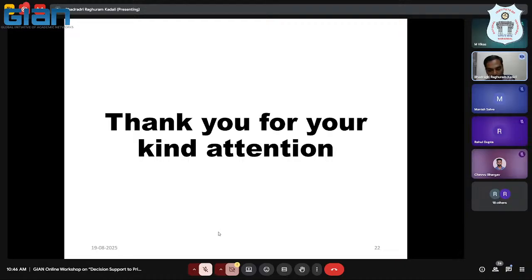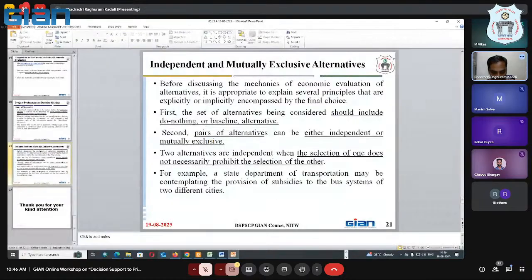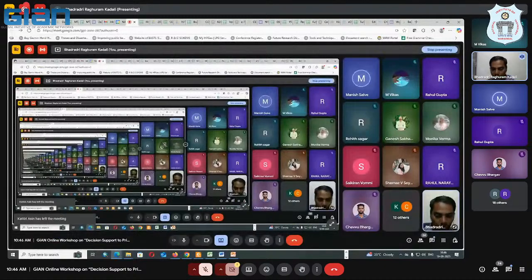So that is all about the economic analysis methods we have discussed. If you have any questions we will discuss them, otherwise we will quickly start the next presentation. So any points to be discussed?